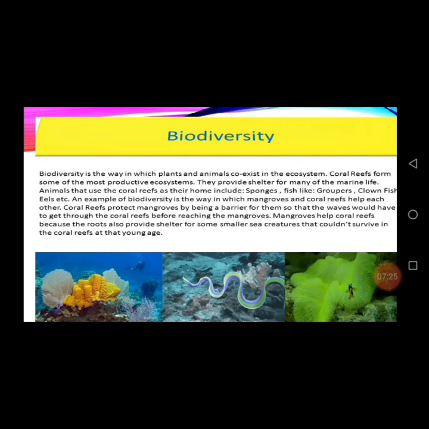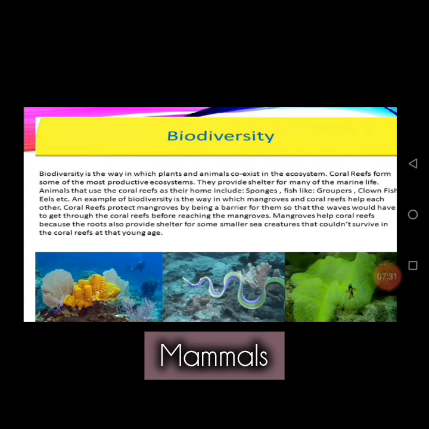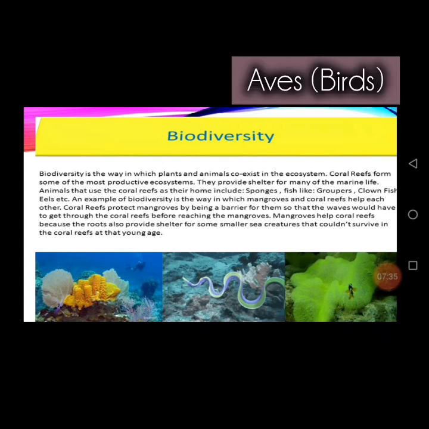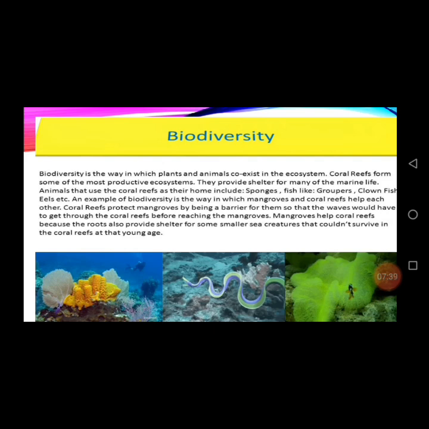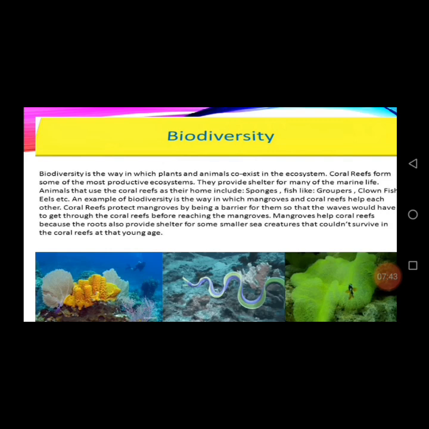For animals, you want to talk about the invertebrates and the vertebrates. You want to talk about mammals, you want to talk about amphibians, you want to talk about pisces or the fishes, the aves or the birds in the environment, and you want to talk about the reptiles that possess scales on their body. Now all this forms the biodiversity of life. I call it the richness of the environment.